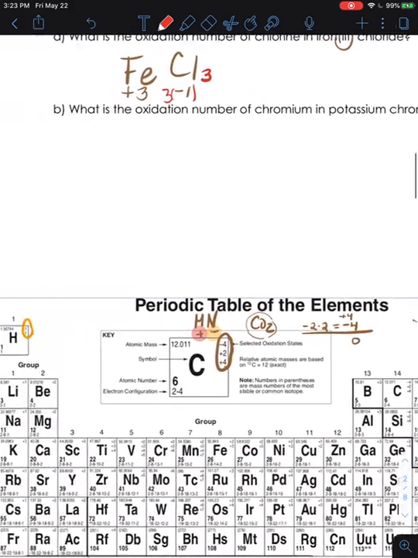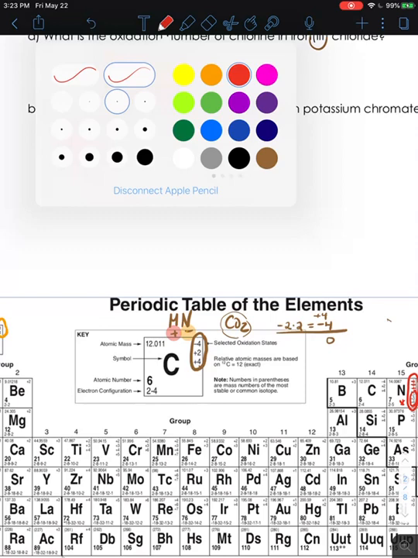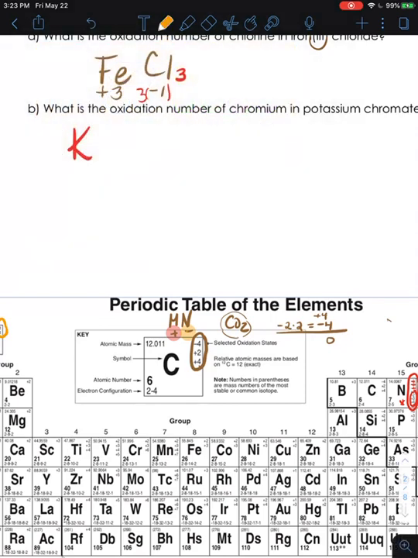Now, a little harder to look at would be an oxidation number of chromium in a potassium chromate compound. So what does that mean? Potassium chromate. So let's figure out how we're going to write this. So potassium is a metal. Okay. We'll say that the polyatomic is in orange, so that's going to be chromium and oxygen, the chromate ion, which has a -2 charge.